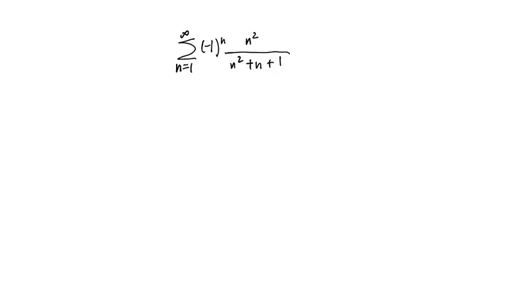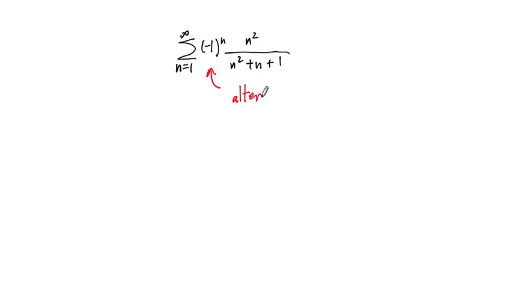In this example, we're asked to determine whether this series, the sum from n equals 1 to infinity, negative 1 to the n squared over n squared plus n plus 1, is convergent or divergent. This section of the notes is about the alternating series test, and we notice that this series is indeed an alternating series. The key indicator here is this negative 1 to the n.